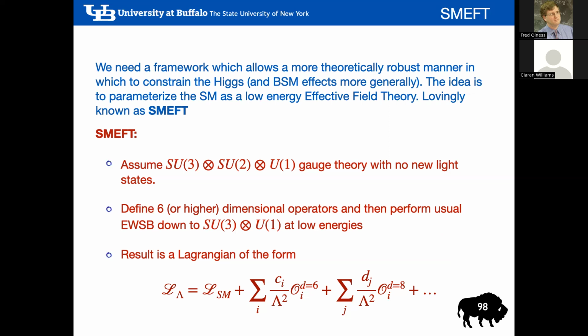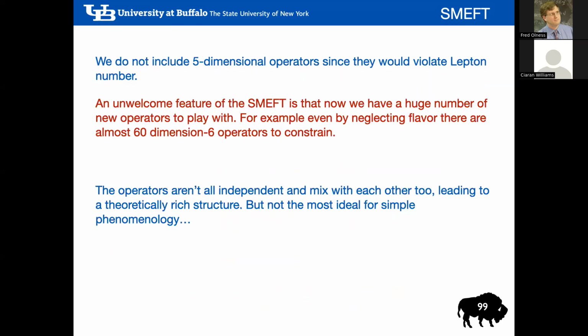So now my Lagrangian becomes my standard model Lagrangian that I know and love, plus a whole bunch of 6- and 8-dimensional operators, and even higher orders too. And this is, again, a convention, because you could add 5-dimensional operators, but then you would have problems with lepton number violation. All right. So the good thing about this is that it's theoretically extremely robust and very well defined, and you make a very clear set of statements about where your starting point is and what your ending point is. Once you've decided how you're going to set up electroweak symmetry breaking, the job is done.